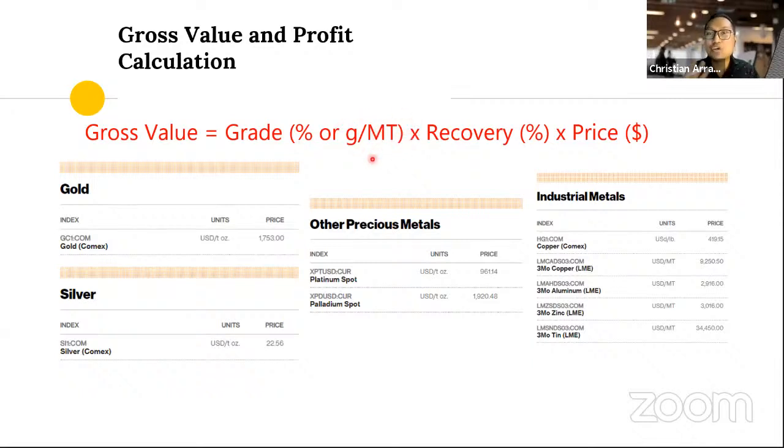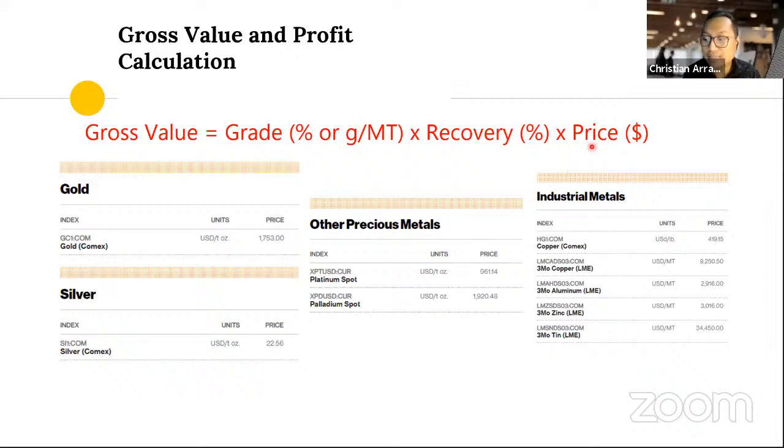Ibig sabihin, pag nag-calculate kayo, be mindful of the units. Sana ay marunong kayo mag-dimensional analysis from high school chem. Important siya sa units. Yung may parang fractions tapos ika-cancel yung mga units. Make sure na pag magka-cancel yung units, isa nasa numerator, isa nasa denominator. I hope that rings a bell. Kasi ang gold, for example, ang grade niya ay grams per metric ton, ang recovery niya ay percent, tapos ang price niya naka US dollars per troy ounce. So yung troy ounce ay ico-convert niyo sa grams para mag-cancel yung grams.